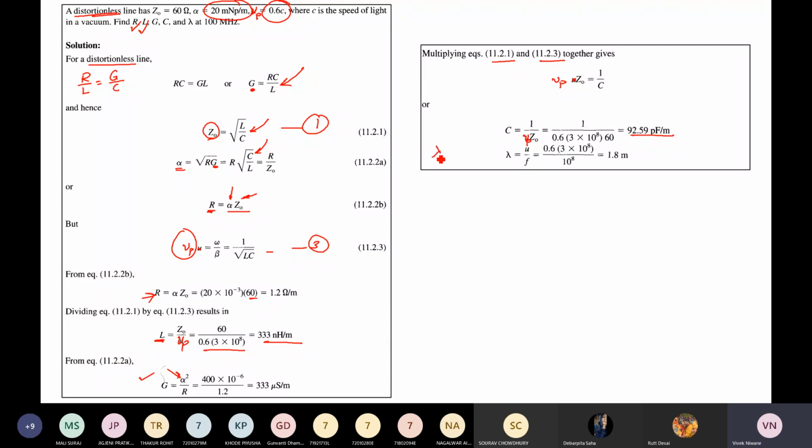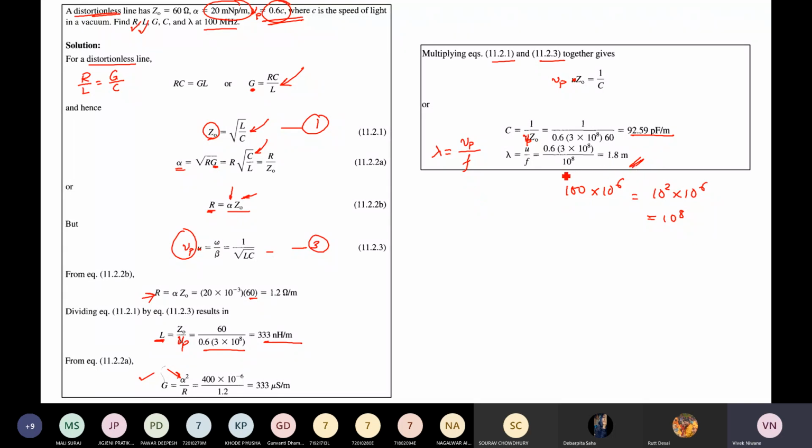And at the last, lambda is nothing but velocity of propagation upon frequency. Velocity of propagation is given in the numerical as 0.6 c, where c is 3 into 10 raised to 8, and the frequency is 100 megahertz. 100 megahertz means 100 into 10 raised to 6, or simply 10 raised to 8. So we have the wavelength of the signal flowing through the transmission line as 1.8 meter.